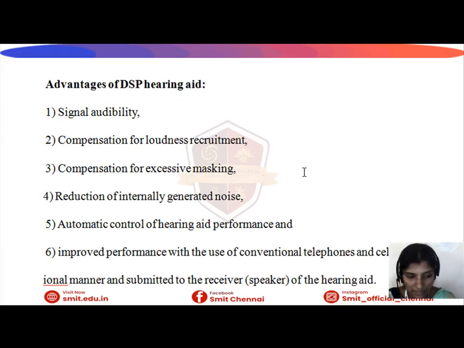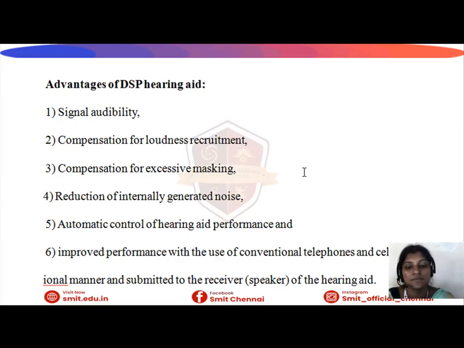What are the advantages of using this DSP hearing aid? Signal audibility, we can hear the signal clearly. Compensation for loudness recruitment, and compensation for excessive masking. Reduction of internally generated noise, as we can filter the distortion. Automatic control of hearing aid performance, the system is controlled automatically by the central processing unit or microprocessor. Improved performance with conventional telephones and cell phones.